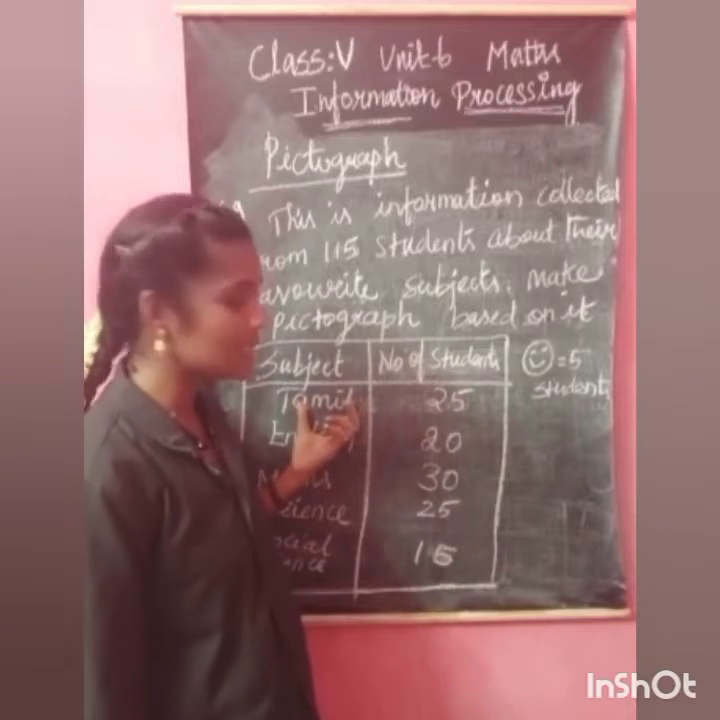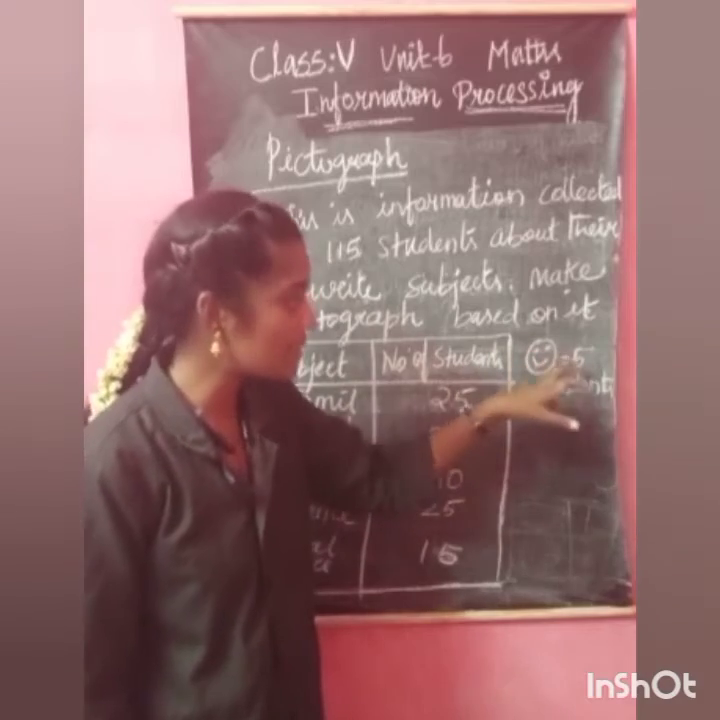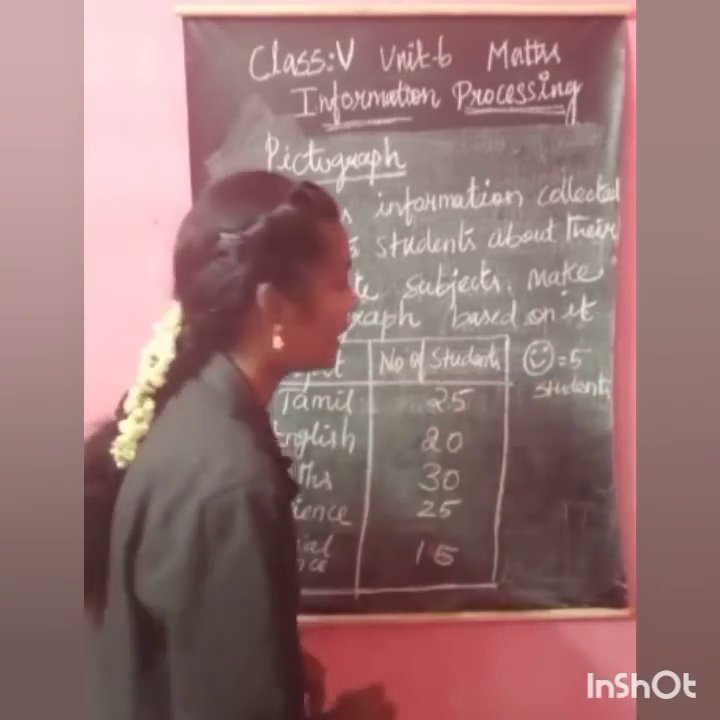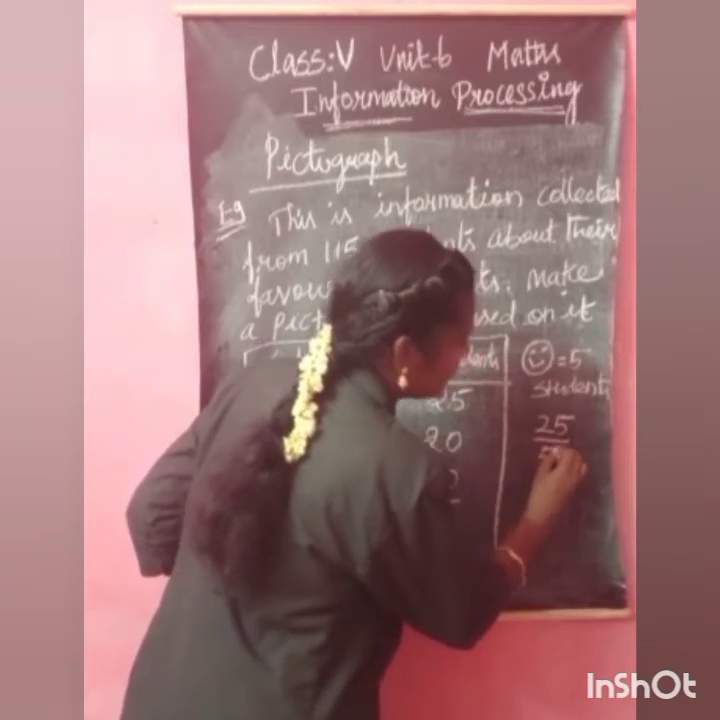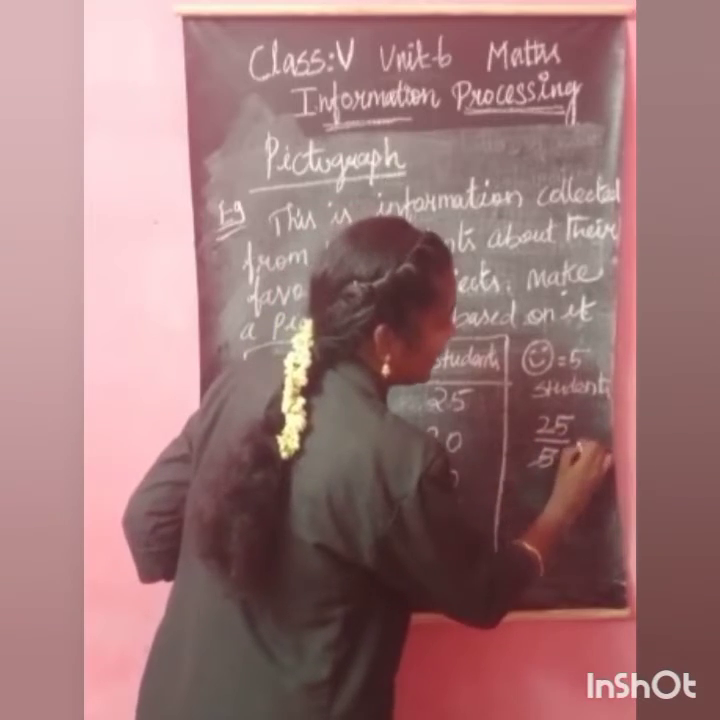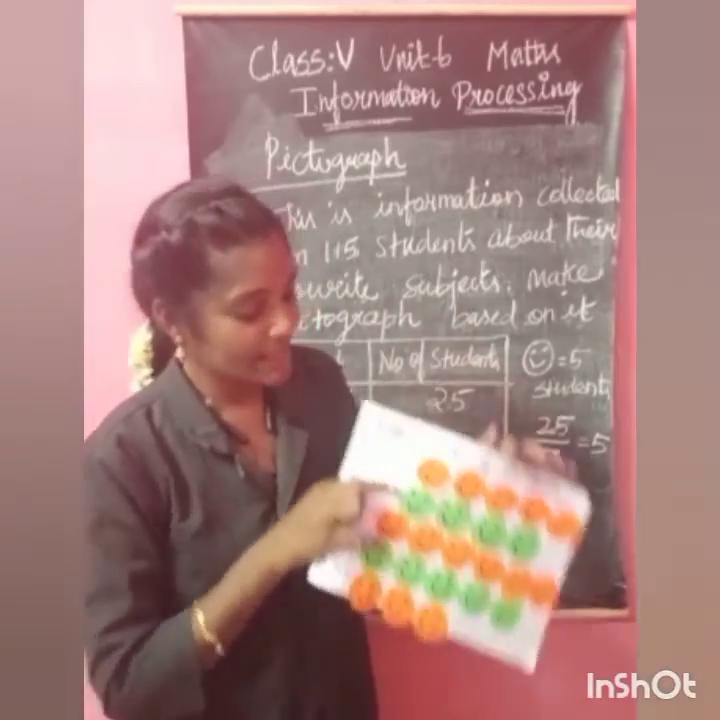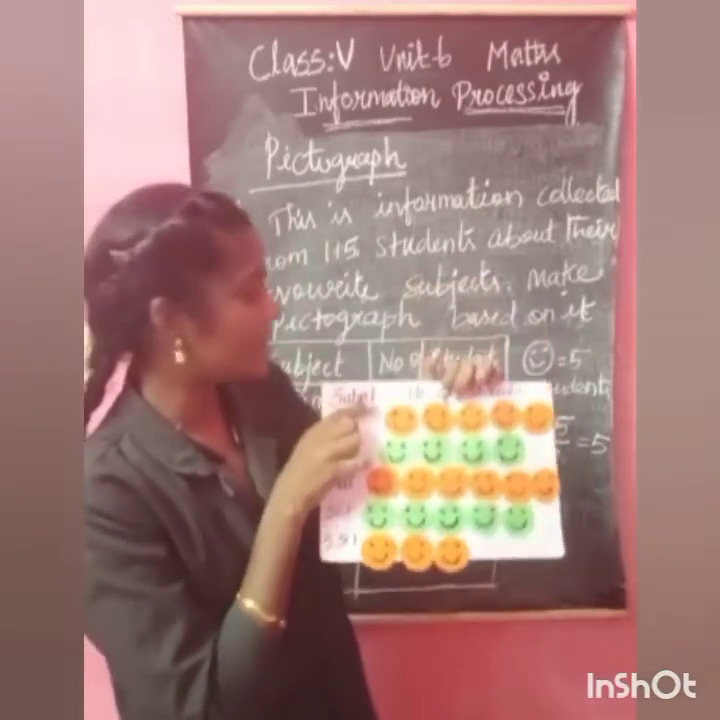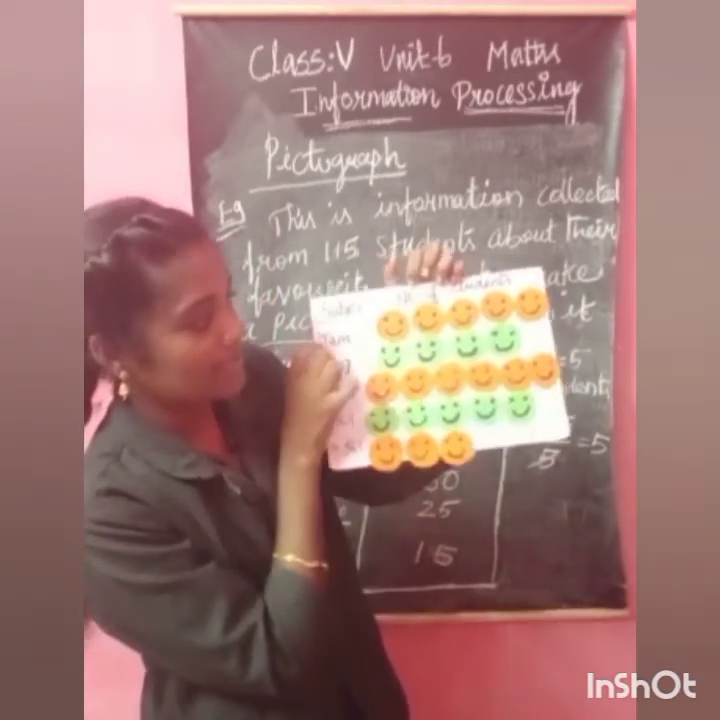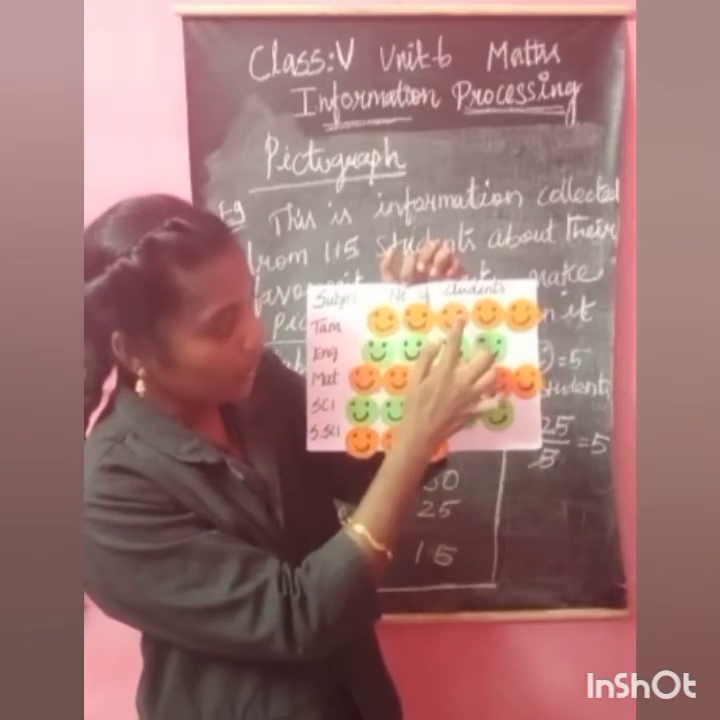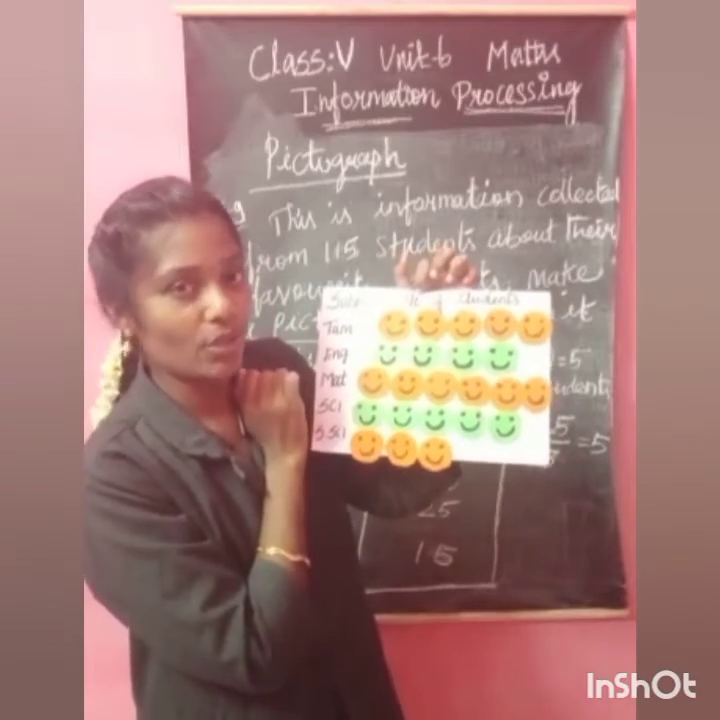See this, children. First subject is what? This is the Tamil subject. This is 25. So one smiley is 5, which means we need to divide, no? So 25 divided by 5. So how many times? 5 times. So for the Tamil subject, how many smileys do we draw? See, children, 5 smileys. Tamil subject, 5 smileys. So 1, 2, 3, 4, 5.